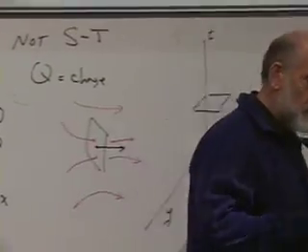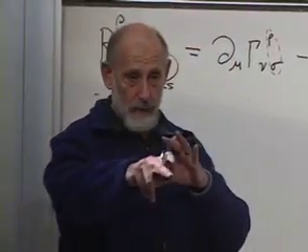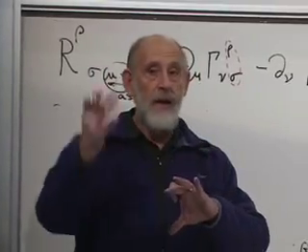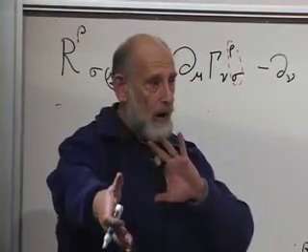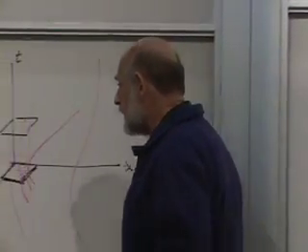If you want to know what Jy is, you take your window oriented perpendicular to the y-axis, and you ask how much charge is going from the negative side of the y-axis to the positive side of the y-axis per unit time, and that becomes Jy.